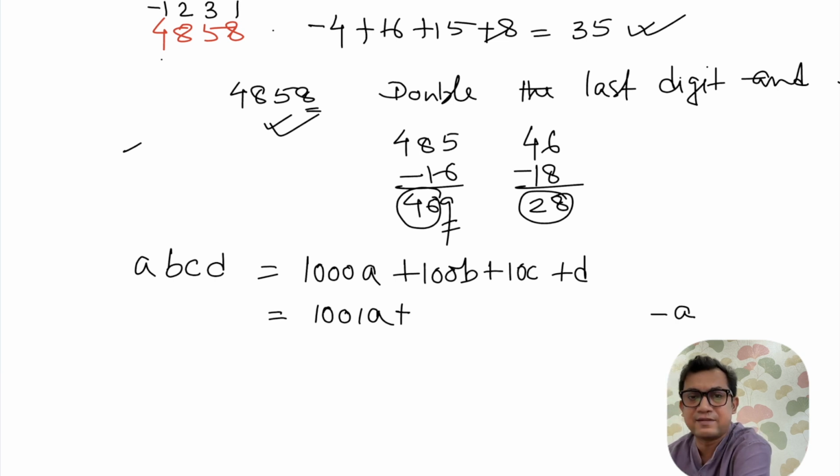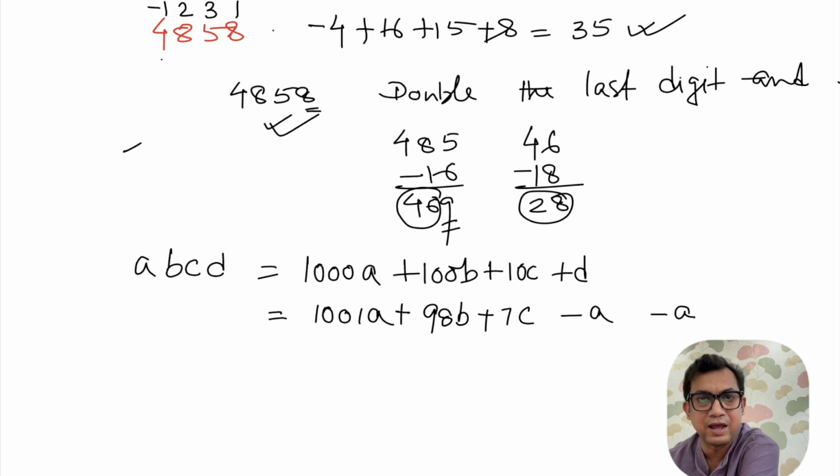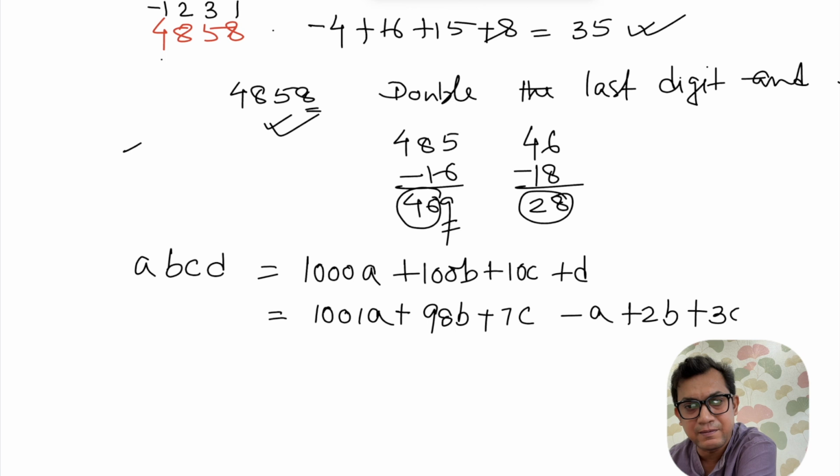I'll do the same. I'll search for a number which is close to 100 and divisible by 7, which is 98. Then I'll do the same for 10. I'll do 7C. Now it's time to adjust. I already had minus A. Then I wrote 98B, so I'll add 2B. Then plus 3C, because I have 10C, I just wrote 7C. And I already had D. Don't forget it.